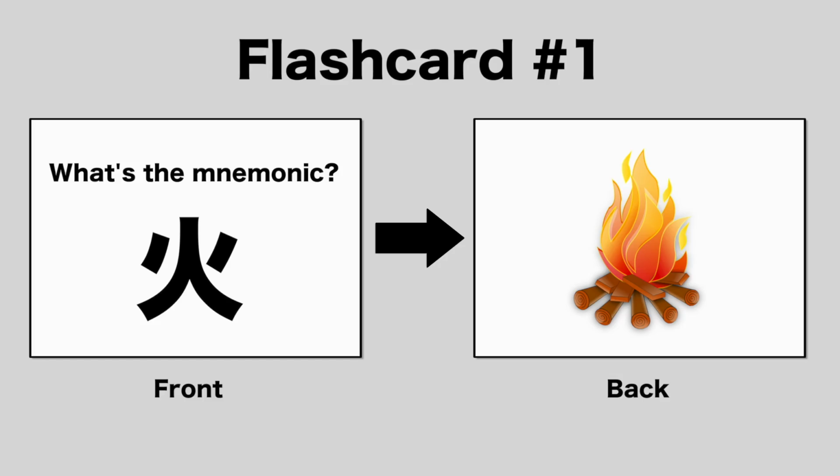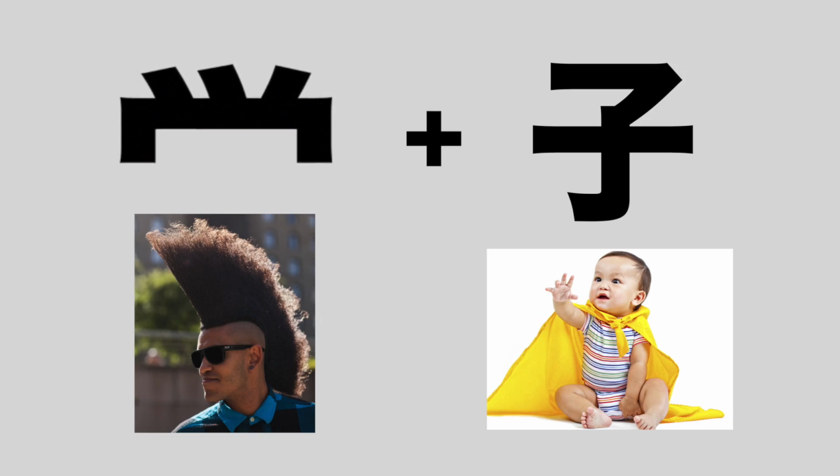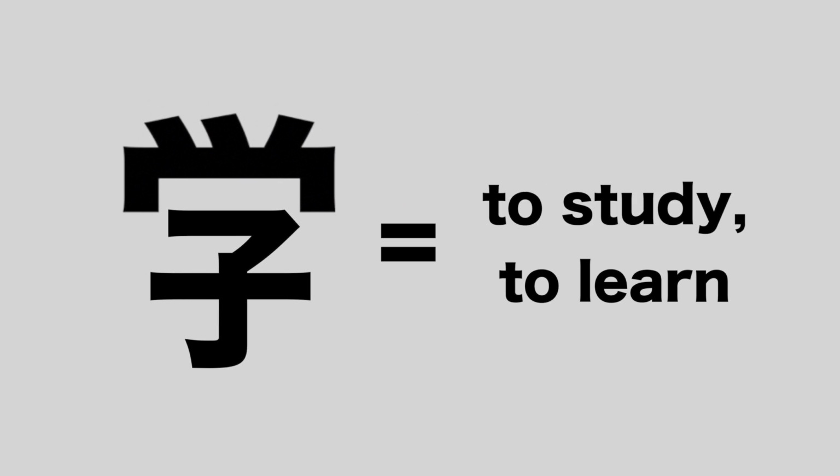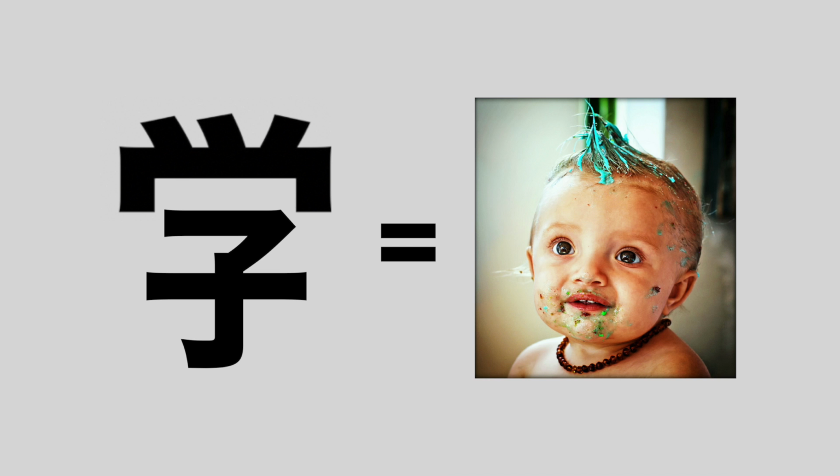To memorize these mnemonic images, we're going to use two types of flashcards. One that shows us the radical and asks us what the image is, and another that shows us the image and asks us to recall the radical. When you go to learn a character that contains multiple component pieces, the idea is to combine all of your mnemonic images into a short little story that helps you remember the character. So for example, we can combine Mohawk and Baby to get the character for "to study" or "learn." And we can remember this by thinking that this Mohawk baby is some kind of student.